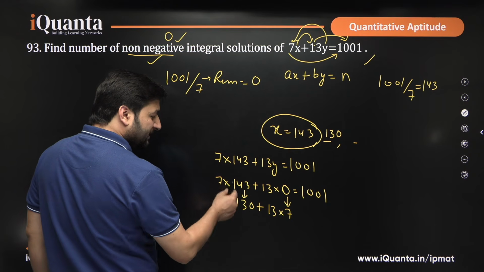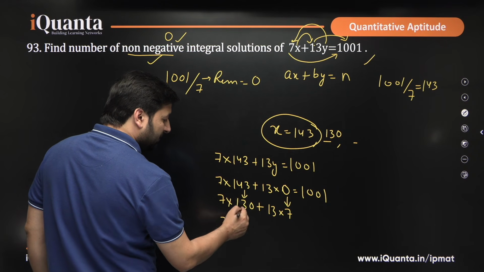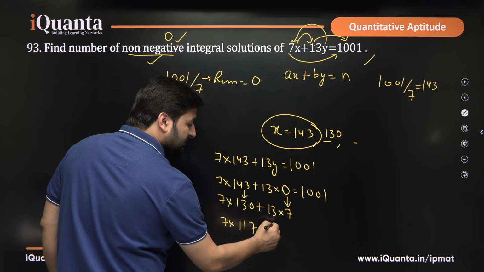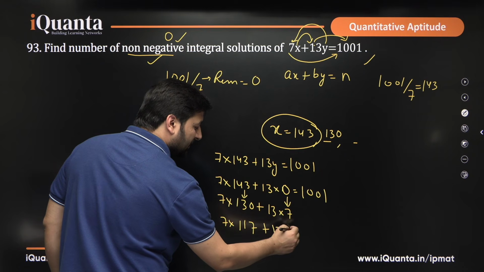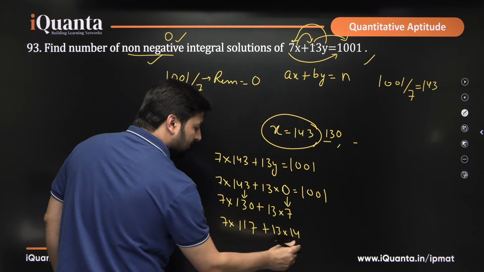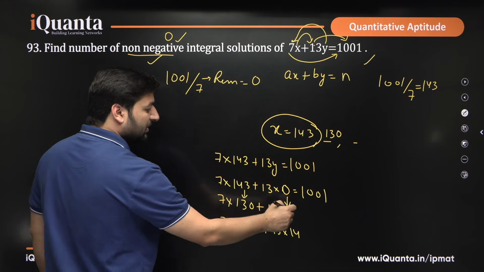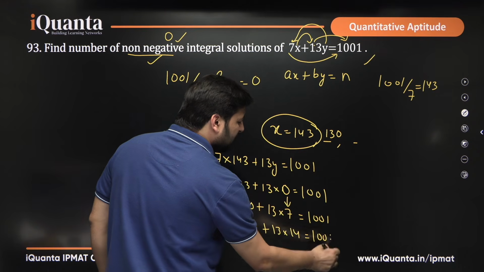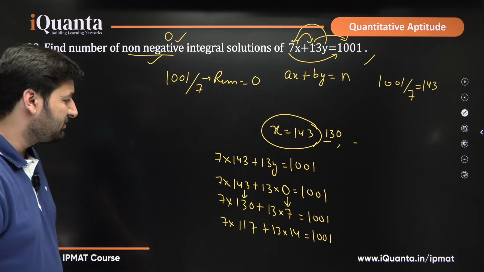Next value of x that will be present will be at a gap of 13 again. So, 117, plus we will increase this by 7 more. That means this will become 14. If you add both of them, it will again become 1001. Aren't these non-negative integral solutions?